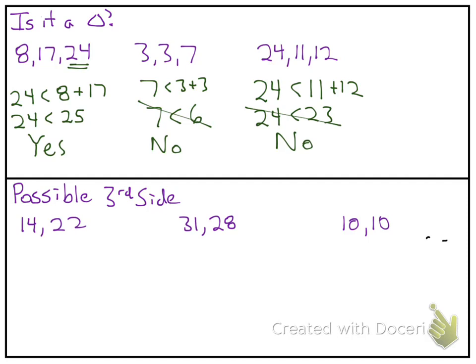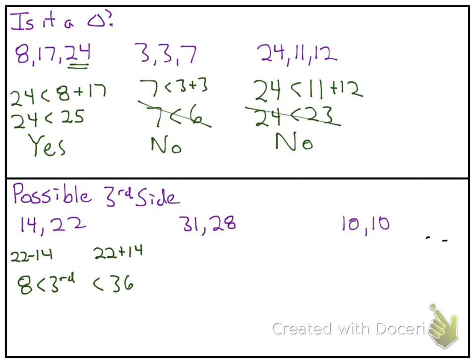So it's just a yes or no on that first type. Now, possible third side. So I have 14 and 22. I'm going to do 22 minus 14 and 22 plus 14 to get the range of values. 22 minus 14 is 8, and 22 plus 14 is 36. So my third side is between 8 and 36.